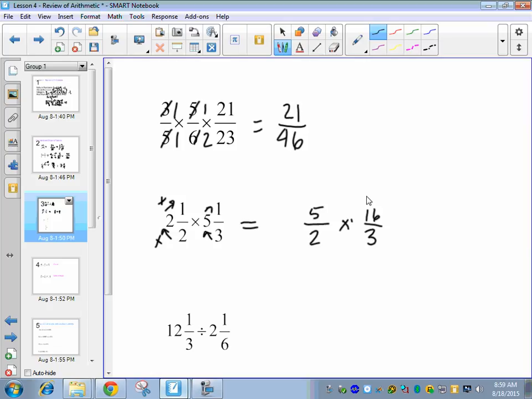I see some cancellation, reduction sort of stuff that we can do on this one, right? Yep. 2 and 6, right? So 2 can go into both of them, so we'll do 1 and 8, right? Now we multiply across. 40 over 3. Now how many times does 3 go into 40? Yeah, perfect. So this equals 13 and 1/3.